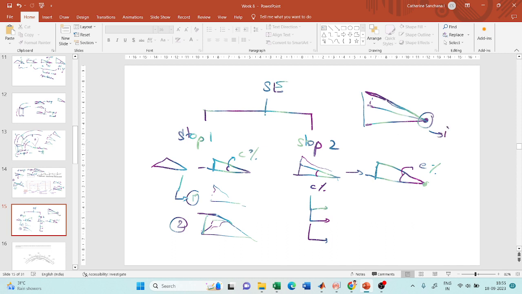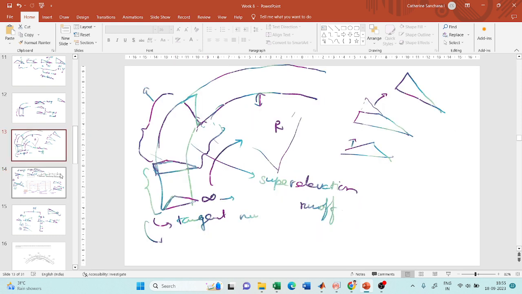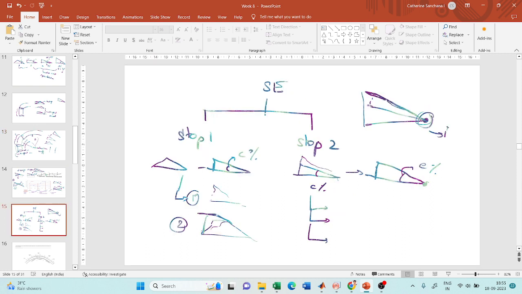I will call it rotating about the inner edge. You can see it from this figure. So this is rotating about the inner edge. Now there's something called rotating about the outer edge. A roadway will have an inner edge and an outer edge. So either you can rotate it about the inner edge, increasing the height from the inner edge, or you can increase the height about the outer edge.